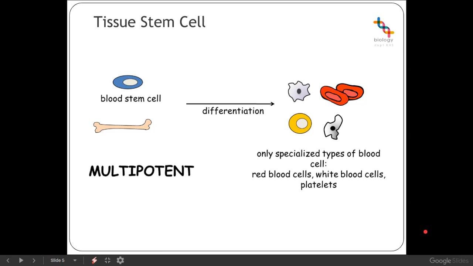With tissue or adult stem cells, on the other hand, they are involved in the growth, repair and renewal of the cells that are found in that tissue. Tissue stem cells are referred to as multipotent, as they can differentiate into all the types of cells found in a particular tissue. As we've seen, blood stem cells located in the bone marrow can give rise to all our types of blood cell.